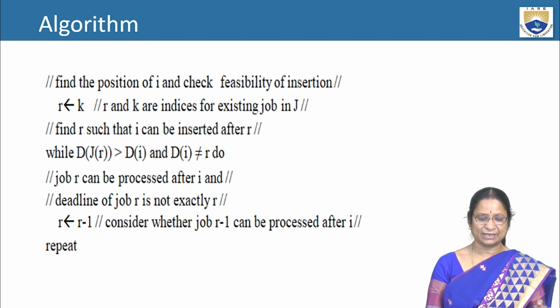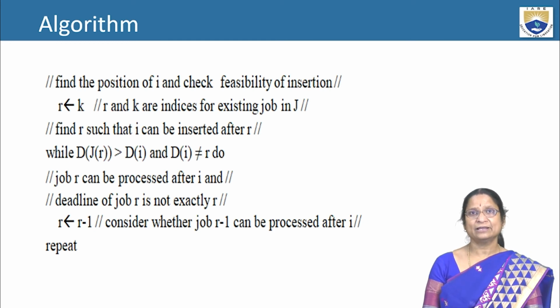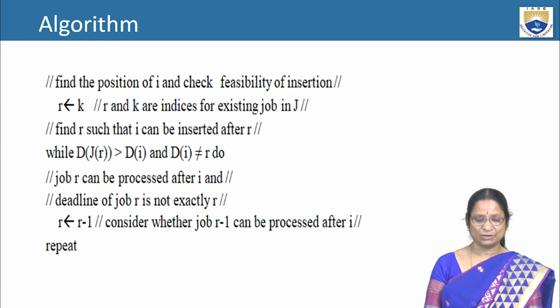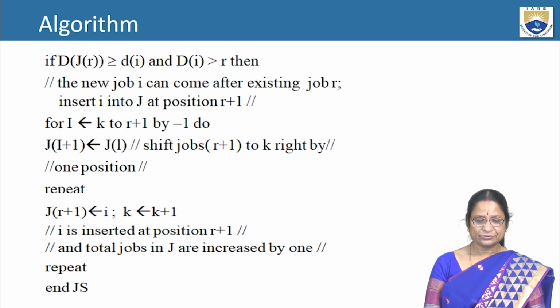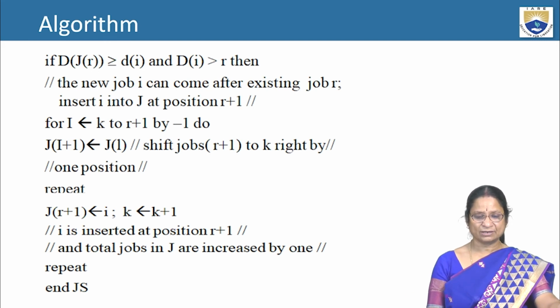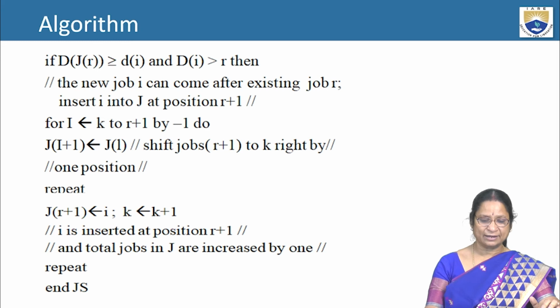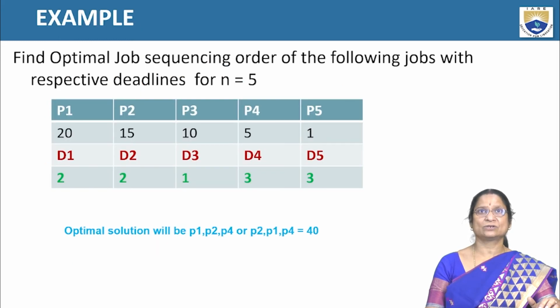From 1 to n we will consider, and we will check whether the respective job deadline is greater than the deadline of the already included job. Then only is it included, otherwise it may not be included. So this is the algorithm we are considering, for i equal to k plus 1, and every time we will check whether the job sequence can be added, and what happens because of adding one position, that will be considered here.